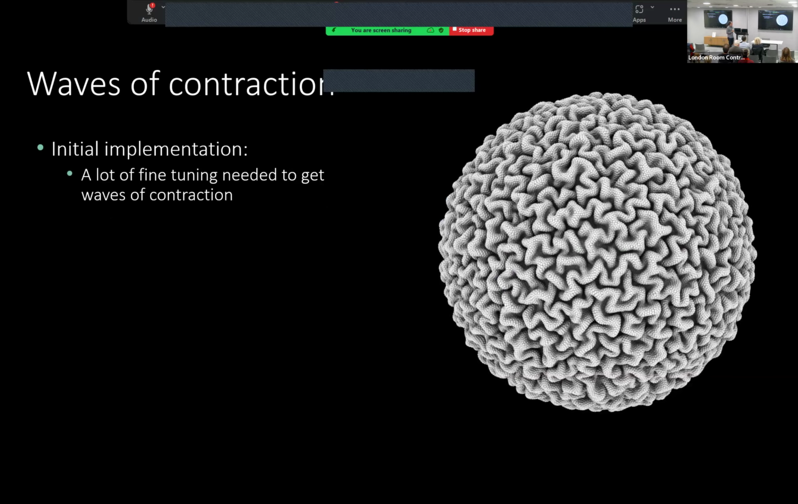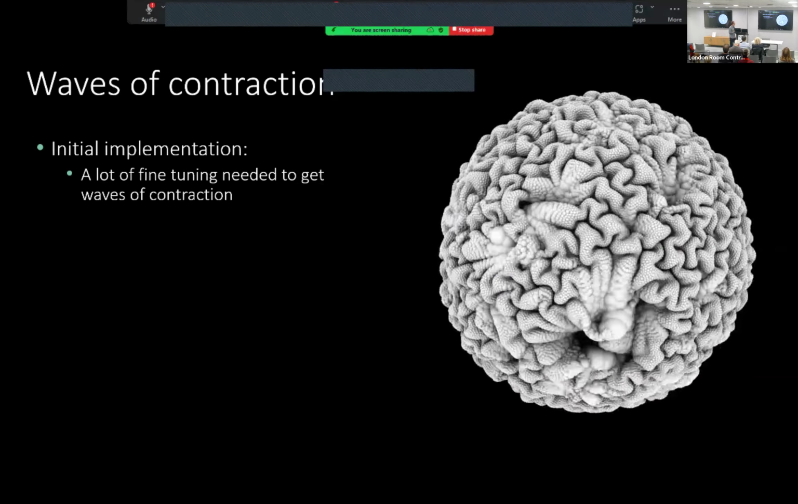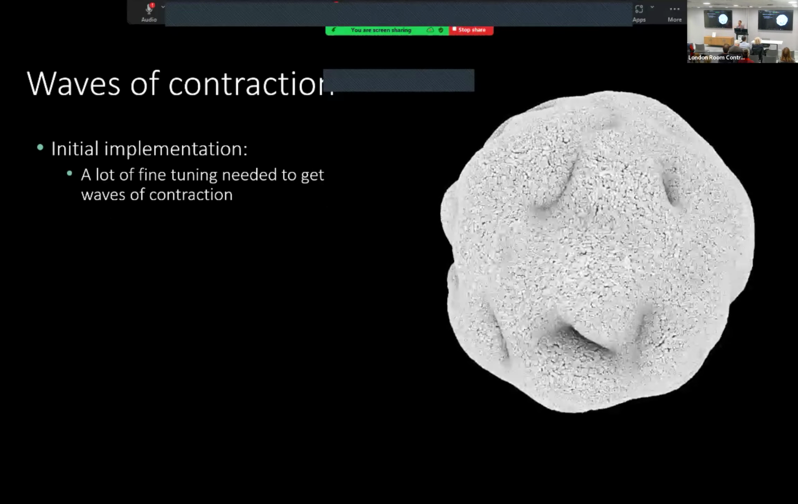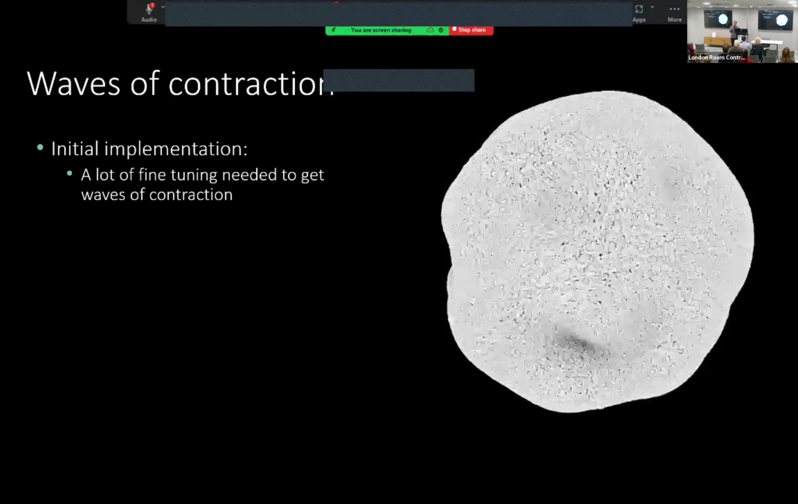So, a little bit about the results. Lots of contraction. The first thing is that we naively implemented things as I described with the graph, and it didn't actually really work.